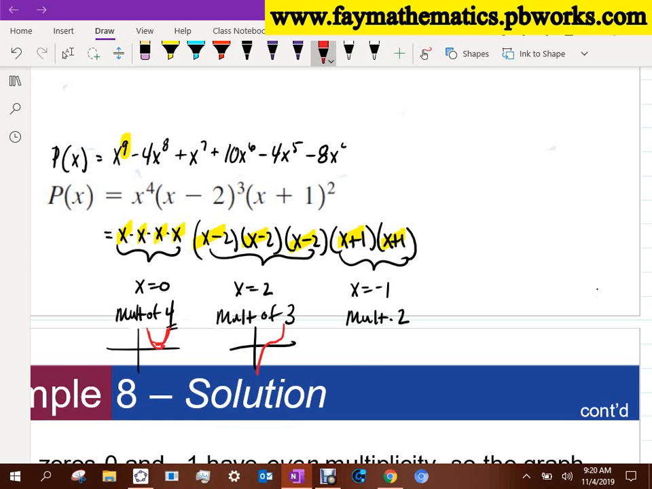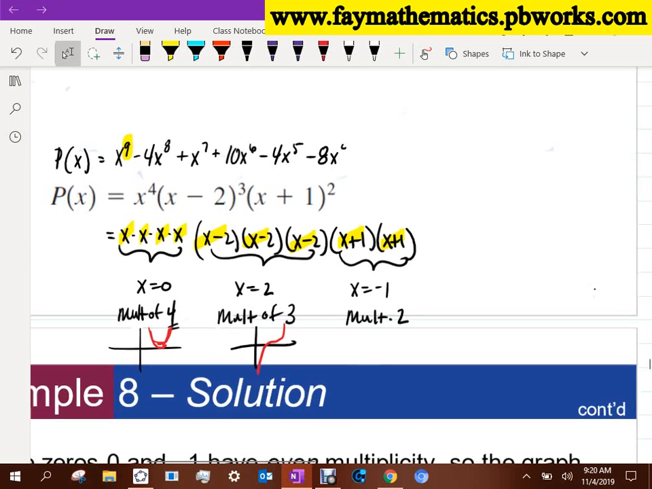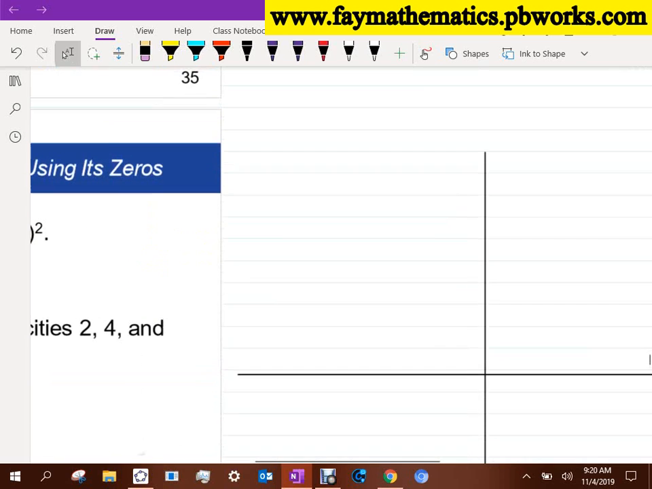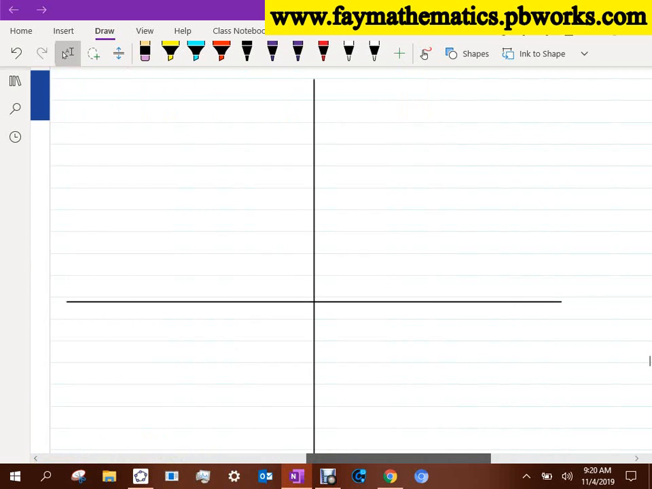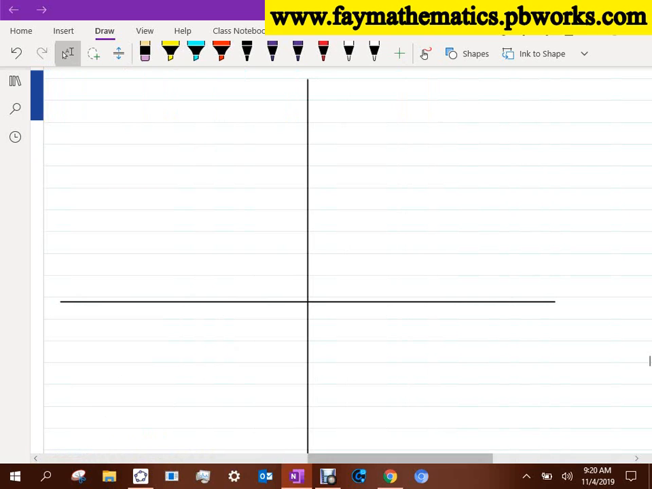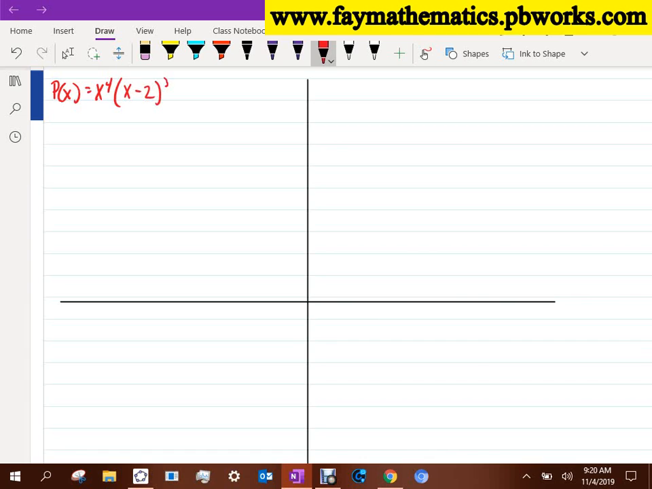So we want to come over and graph this, and get a good idea of what this graph looks like. Trying to rewrite what P of x was: x to the fourth, times x minus 2 cubed, and then x plus 1 squared.